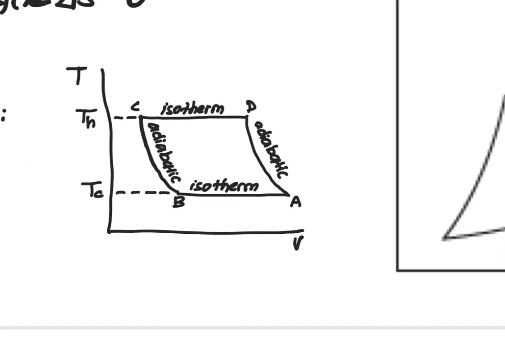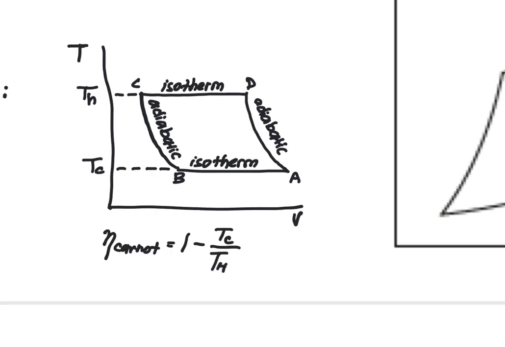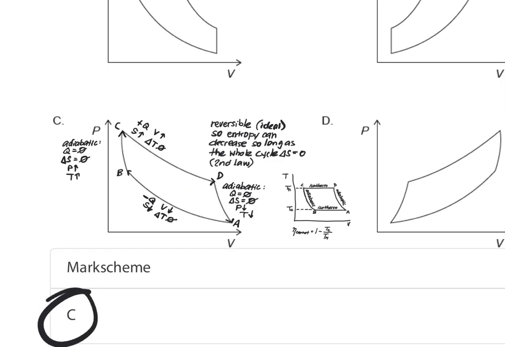And one other point about this, notice I wrote temperature hot and temperature cold. This connects to nu Carnot. The efficiency of a Carnot cycle is 1 minus the ratio of the cold temperature in a cycle to the hot temperature in a cycle. Carnot cycle.